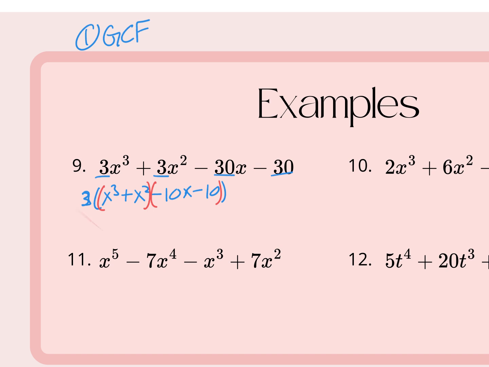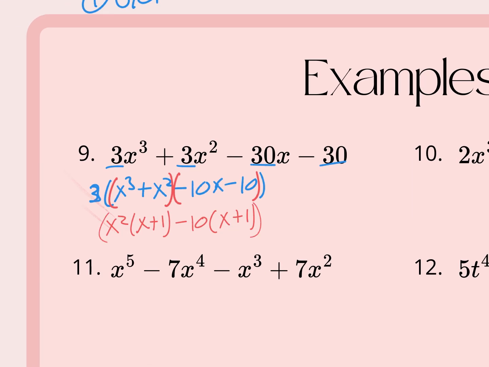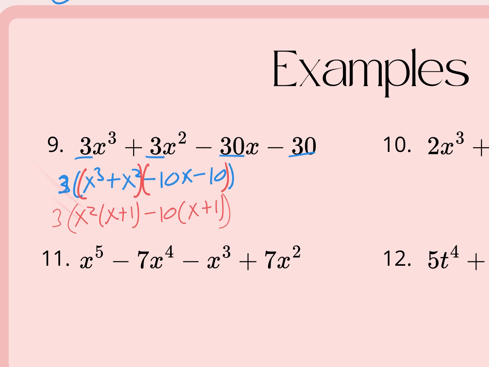And then from the first group, I can take out an x squared, and I'm left with an x plus 1. I can take out a negative 10 from the next group, and I'm left with an x plus 1. All right, so then I still have that 3 left over on the outside.